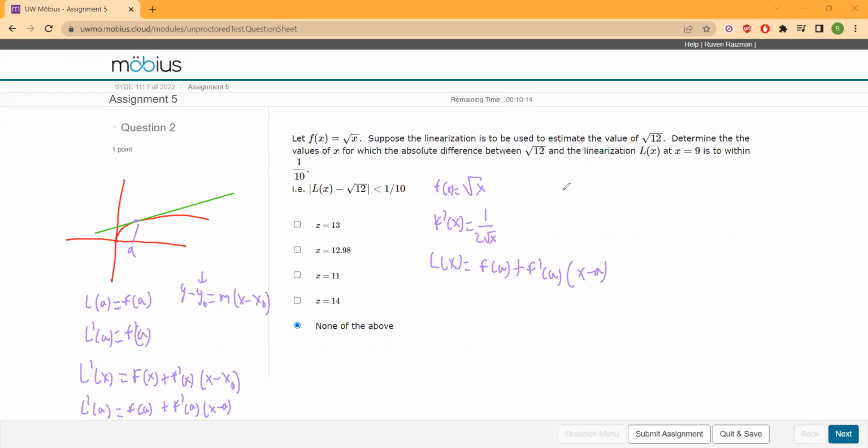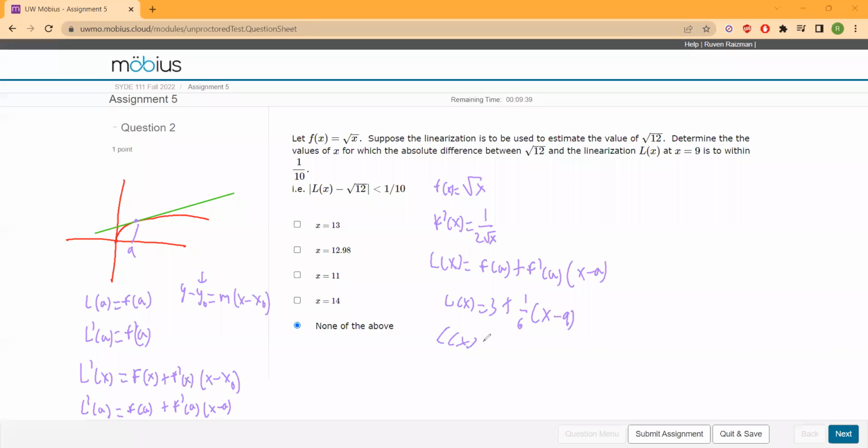So in our case, it's going to be f at a. Our a is 9. So f at 9 is going to be 3. So L at x is equal to 3 plus f prime at a. So f prime is 1 over 2 root x, so it's going to be 1 over 6 times x minus 9. And then we can just simplify this. So L at x, I don't know why I put prime there. It's really weird. It shouldn't be there. That's not what I meant to say. It's just L of x.